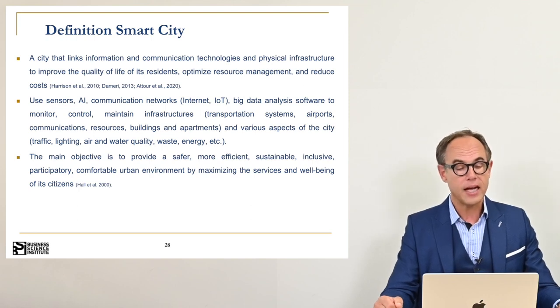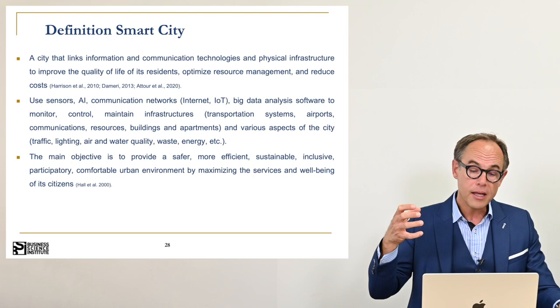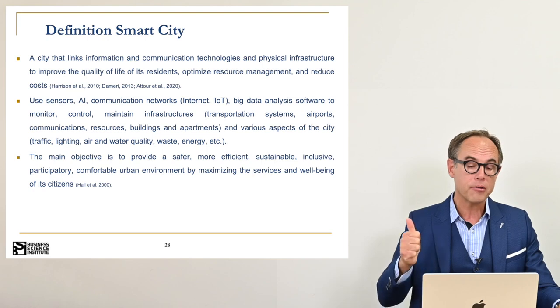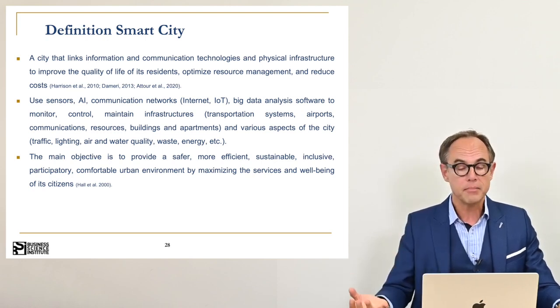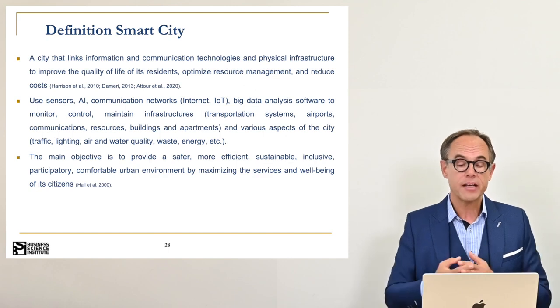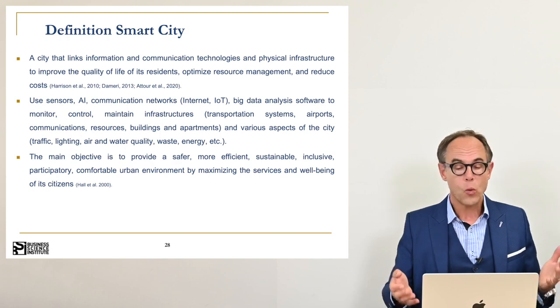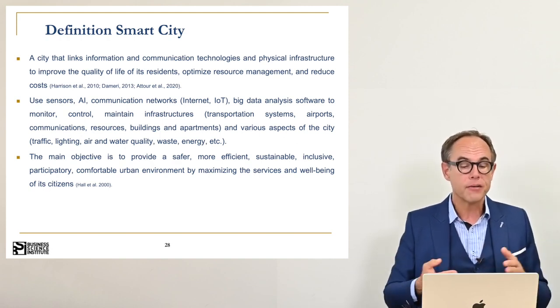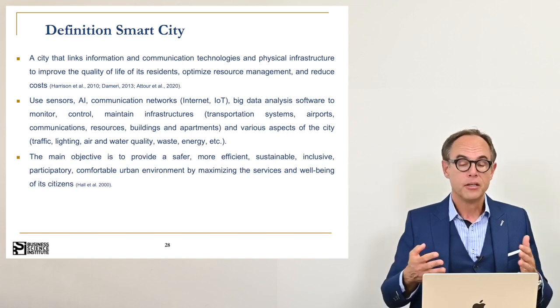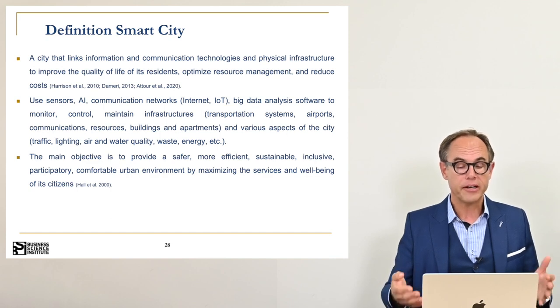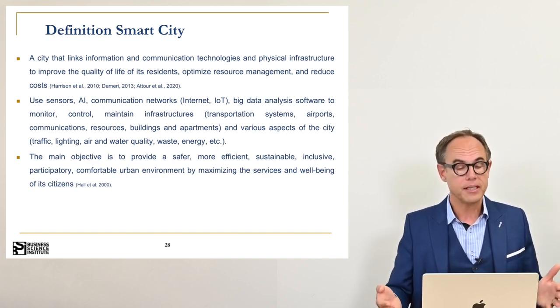The use of sensors, AI, communication networks, and big data analysis software to monitor, control, and maintain infrastructure is important. So the IoT and AI control transportation systems, airports, communication, resources, buildings, and apartments. And it manages various aspects of the city, for example traffic, lighting, air and water quality, waste, and energy. The main objective is to provide a safer, more efficient, sustainable, inclusive, participatory, comfortable urban environment by maximizing the services and well-being of its citizens.